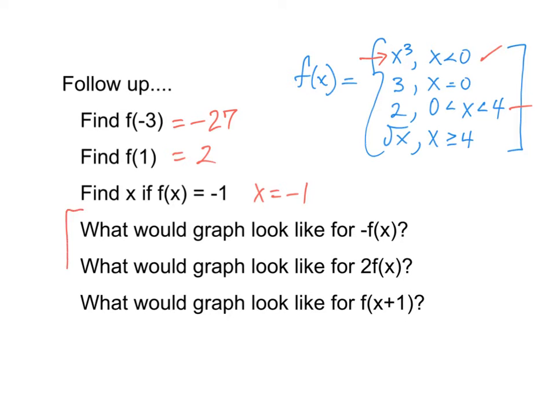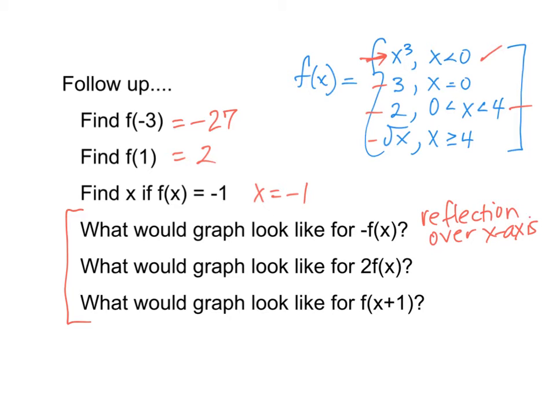These last 3 questions have to do with transformations. What would the graph look like? So the first one's kind of easy. This is just a reflection over the x-axis. So what's happening here is all of these values just become negative. So you have -√x, -2, -3, and -x cubed.